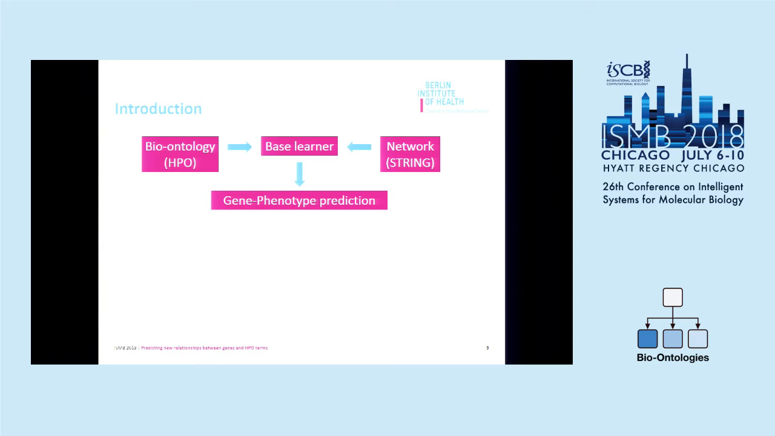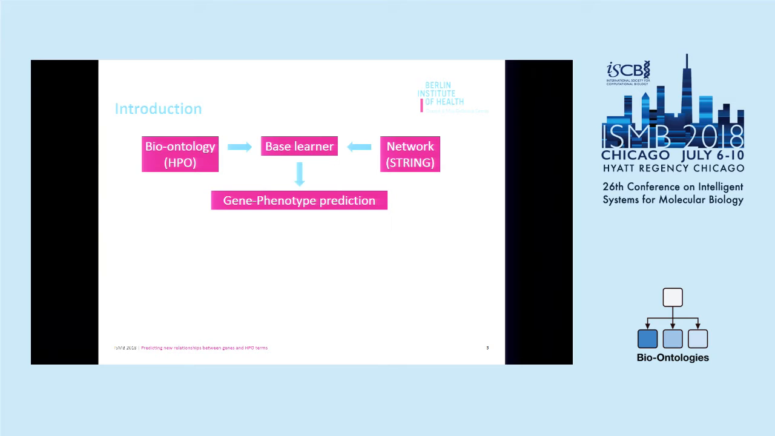On the one side we have our ontology. Here I'm using the Human Phenotype Ontology. On the other side, a gene-to-gene network like the STRING database. And we're using a base learner to learn our relation. This can be any base learner like a support vector machine, random forest, or whatever you like to use. And this one learns your gene-phenotype relations and predicts them.